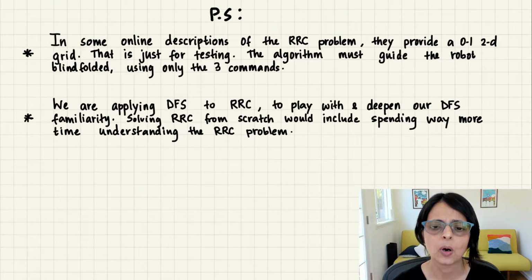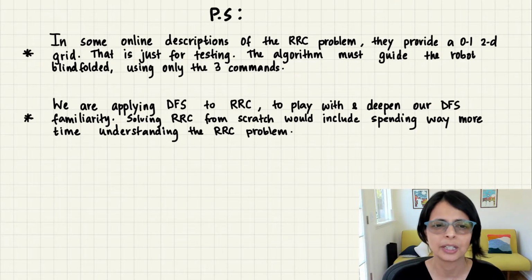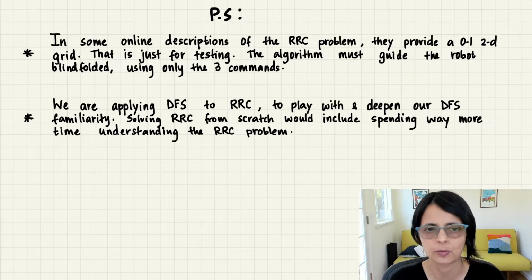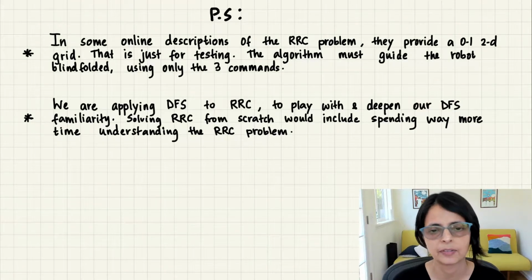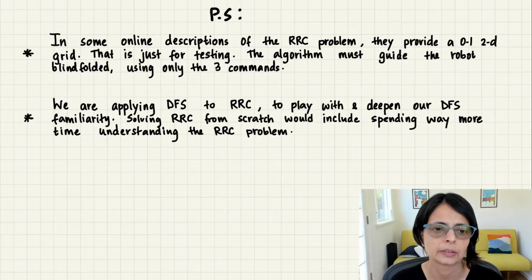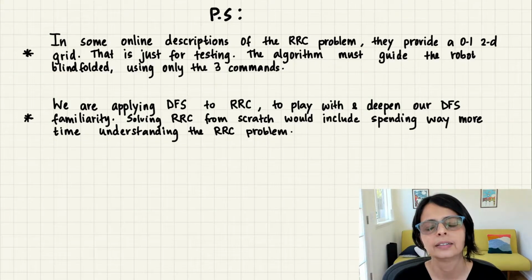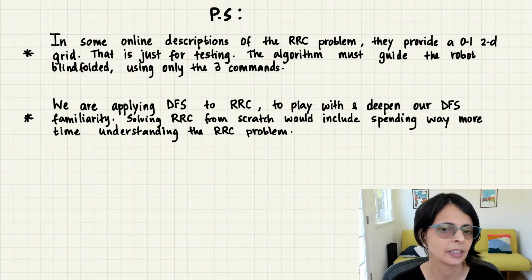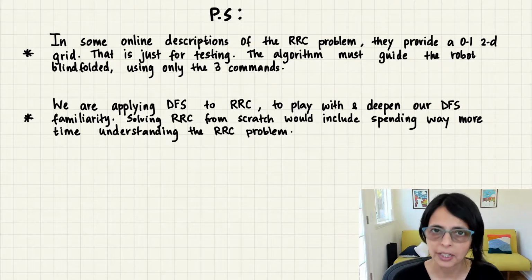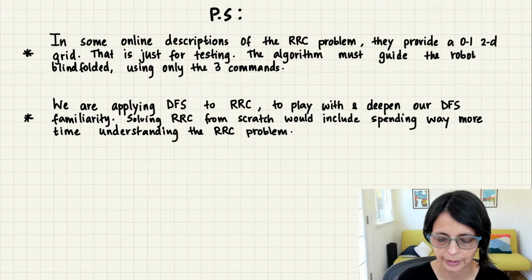Now, in some online descriptions of the robot room cleaner problem, they will provide a 0, 1, 2-dimensional grid when they're explaining the problem. That is just for testing. So I don't want you to get sidetracked with that, or some people have reported to me that they found that confusing. The algorithm must guide the robot blindfolded using only the 3 commands. Now, we are applying depth first search to robot room cleaner to play with and to deepen our DFS familiarity and our knowledge, okay? Like I said earlier, if we wanted to play with robot room cleaner from scratch, that would be a slightly different exploration in the beginning.